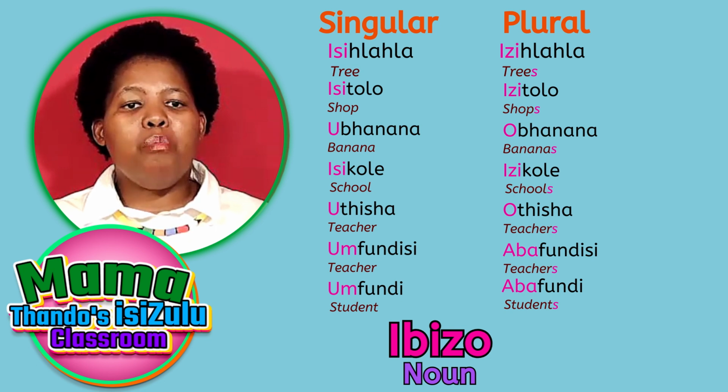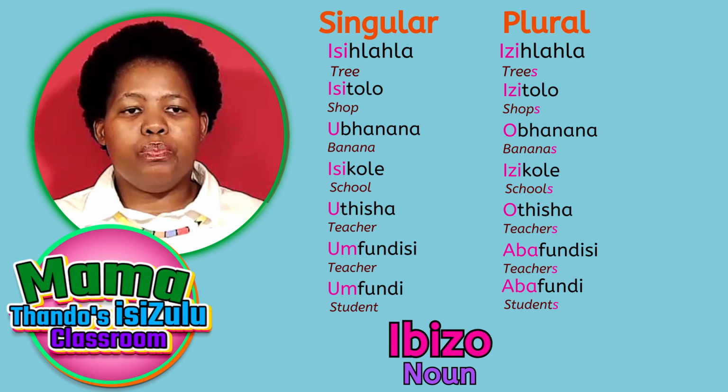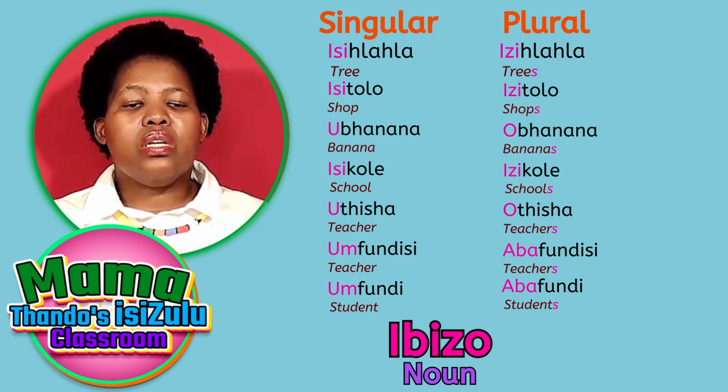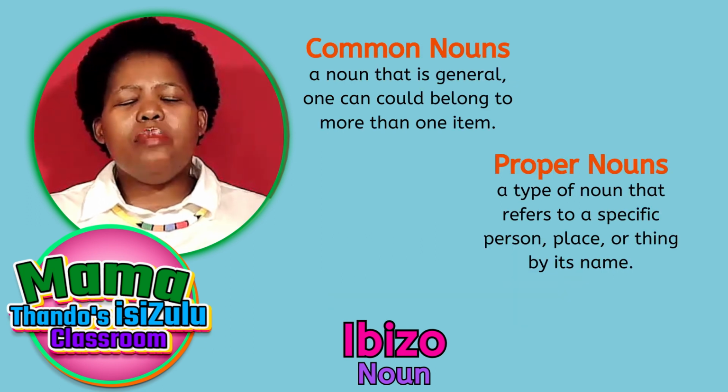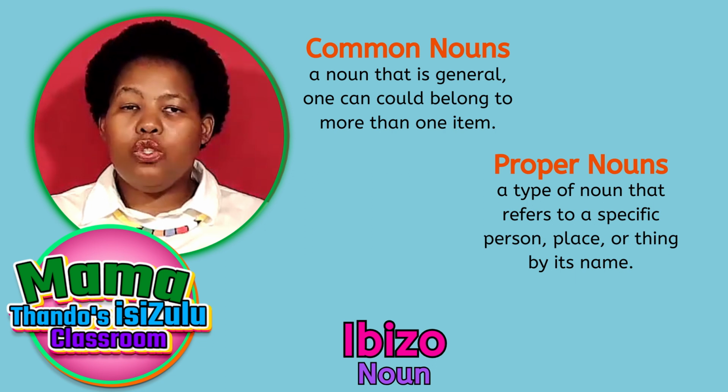Water, amanzi. Love, uthando. Peace, ukuthula. Freedom, inkululeko. Joy, intokozo. Nouns can be different in another way too.